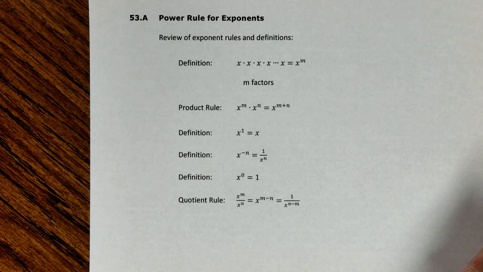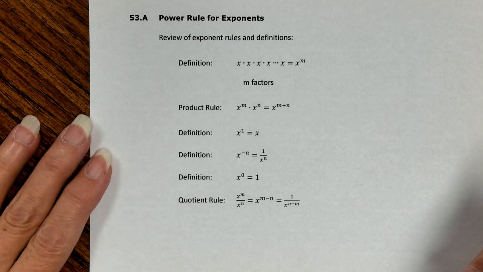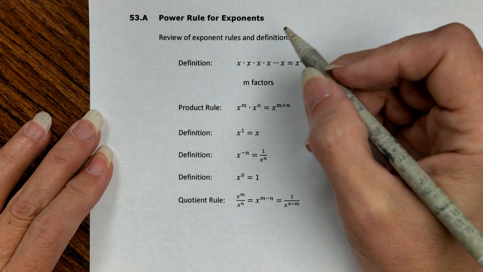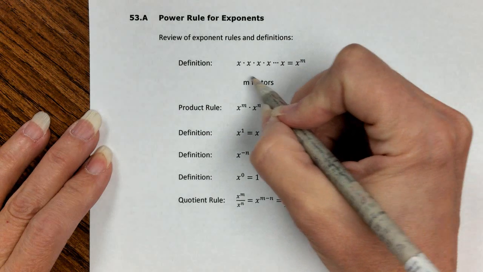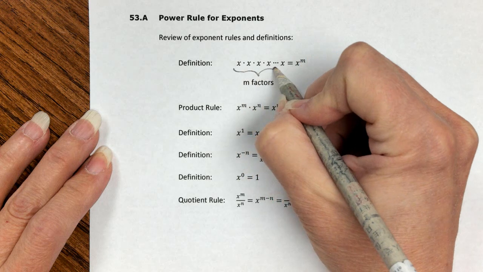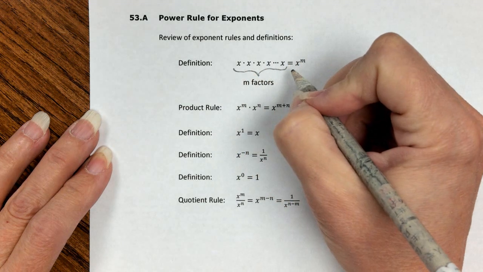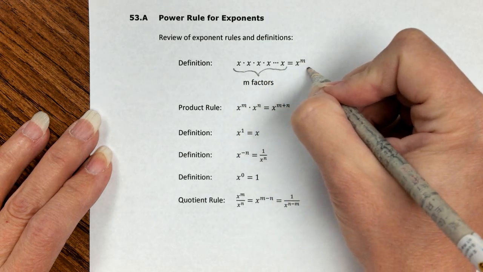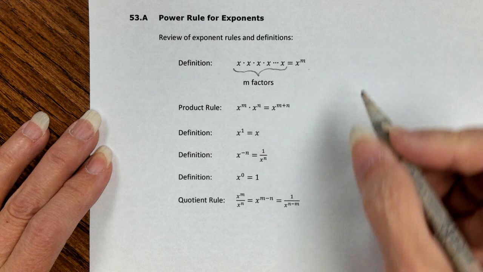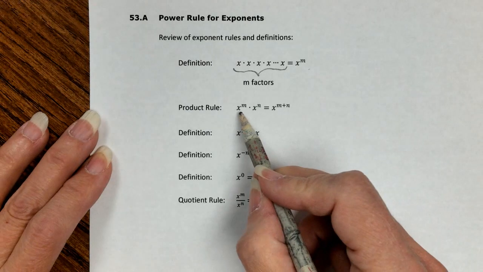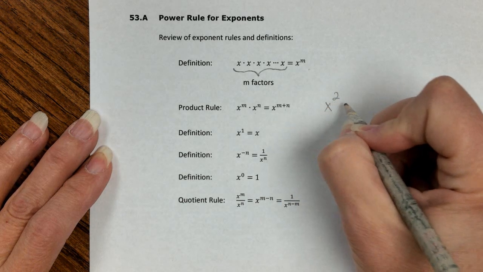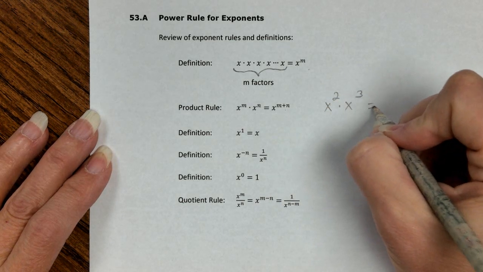Algebra 1, Lesson 53, Part A is about exponents again. In the beginning of your notes here are just reviewing a bunch of the rules and definitions we have already been studying. And this first one, we need to put a little brace right there. We have x being used as a factor m number of times here, and then the exponent is written like that. The rest of these, when you're multiplying them, you add the exponents, and a quick example with some numbers for the exponents will show why that is.